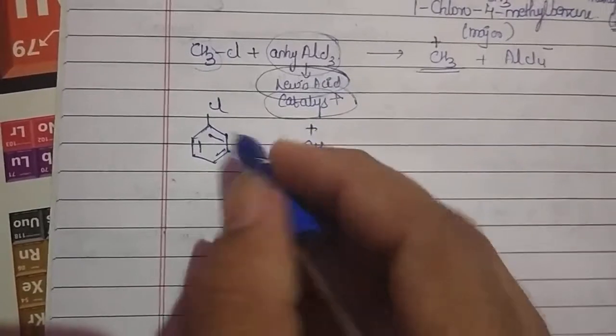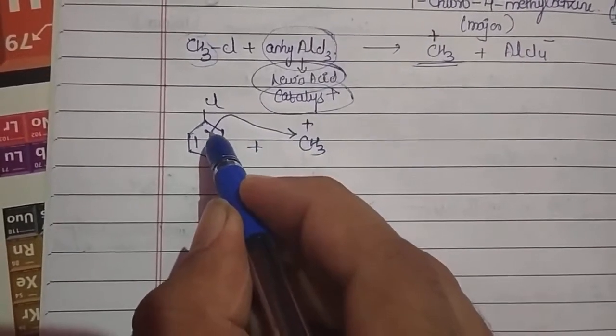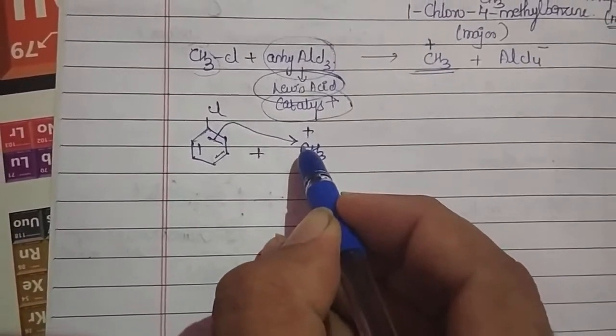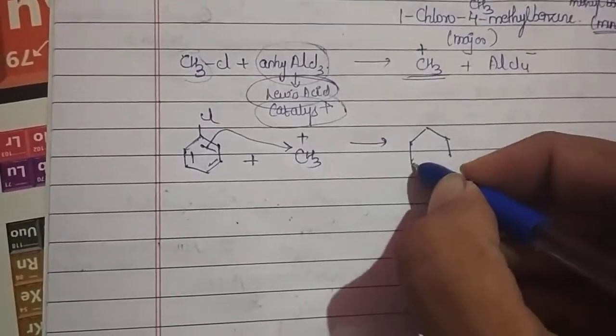So this will interact with the pi electrons of your benzene. You can just see, from negative to positive only you should write the arrow mark. So this is the way, you should never write it in the opposite direction, it will be a wrong concept.